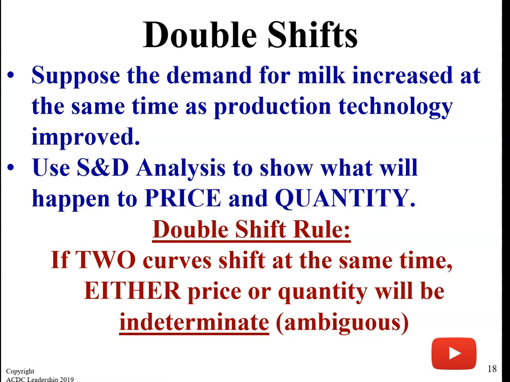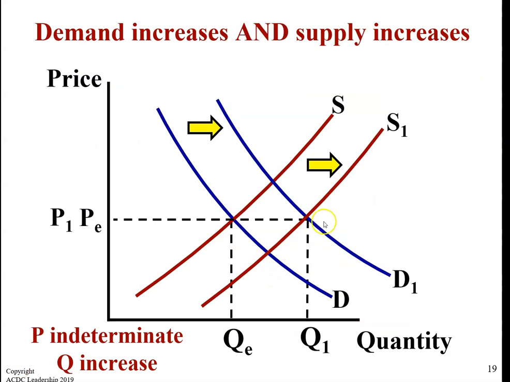Suppose the demand for milk increased at the same time as production technology improved. Using supply and demand analysis, show what will happen to the price and quantity. Remember the double shift rule. So if two curves shift at the same time, either the price or the quantity will be ambiguous. So if demand increases and supply increases, the quantity is definitely going to increase, but the price would be indeterminate.